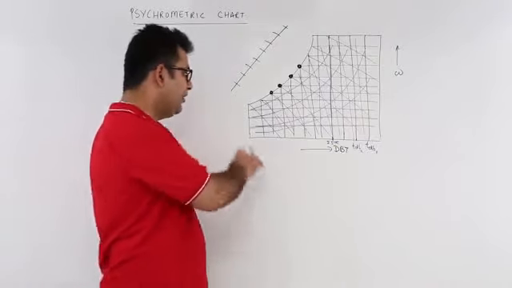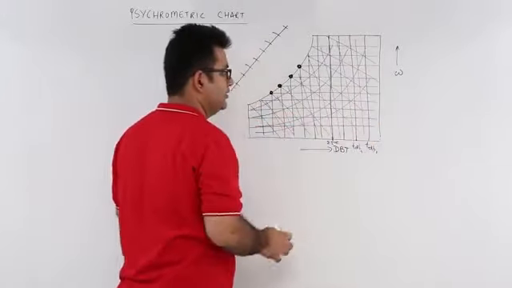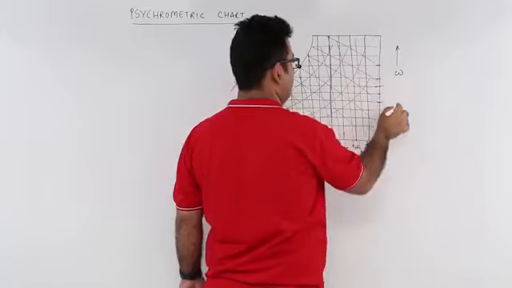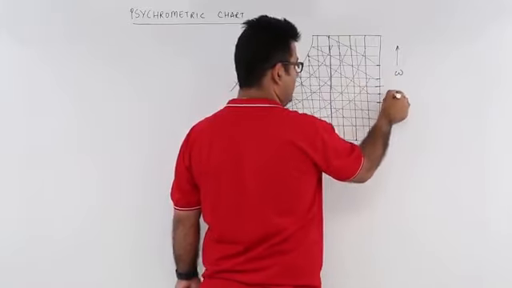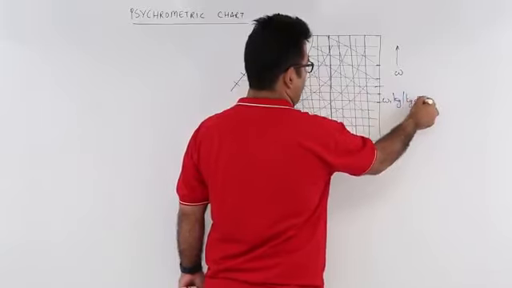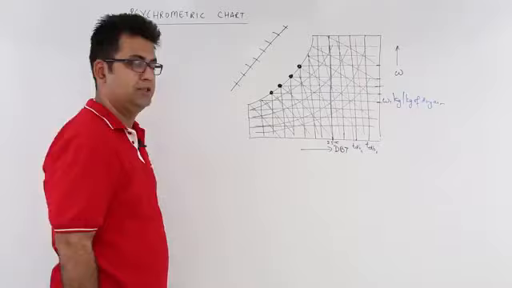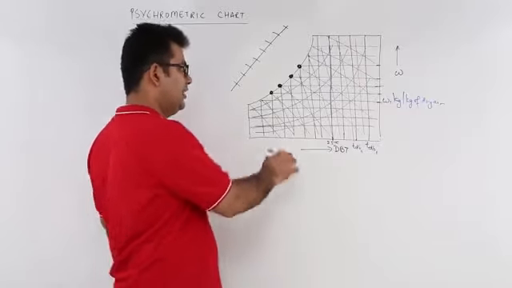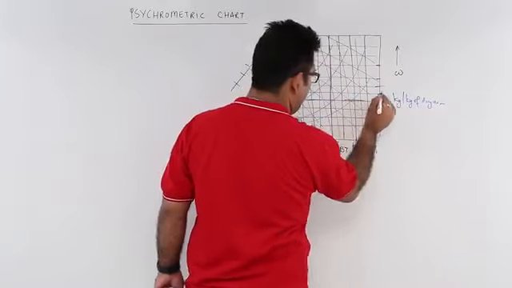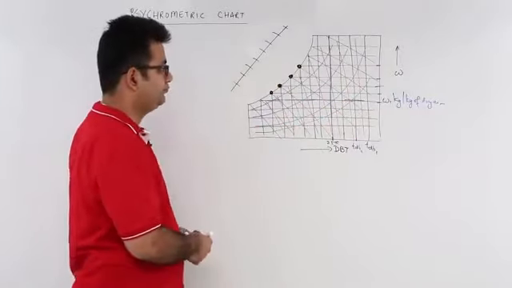Then you have the horizontal lines which cut the vertical axis. This is the specific humidity. Let us say this is omega 1, in kg of water vapor per kg of dry air. So this is what this axis is showing. This entire horizontal line indicates the omega 1 value of specific humidity.